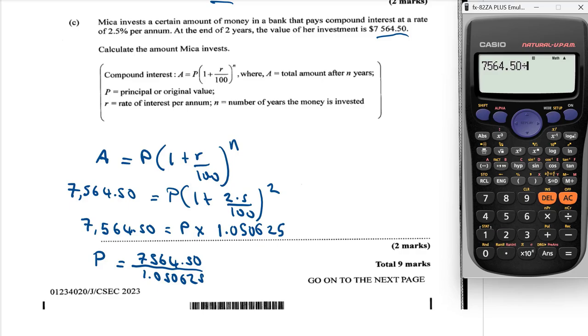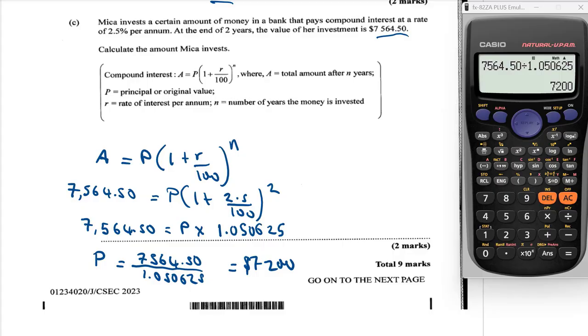7,564.50 divided by 1.050625. And that gives me 7,200. So the original investment P is 7,200. So after 2 years, this money grows, of course, with compound interest to $7,564.50. So again, the examiner was lenient enough to give us the formula.